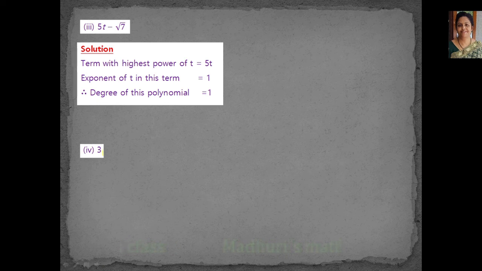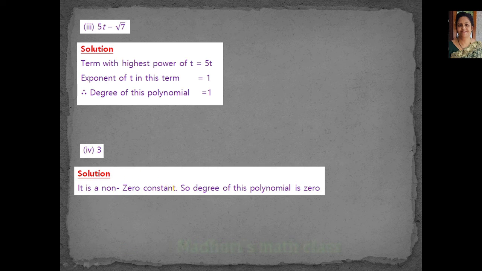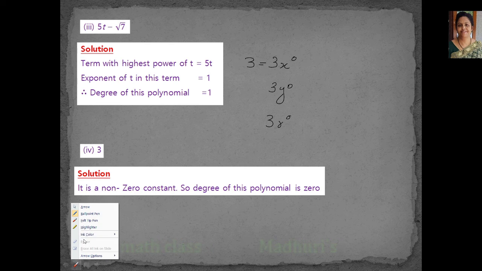Now 3. Here, the variable is not seen, but it is there. What is that? x raised to 0 or y raised to 0. Any variable raised to 0. So here it is a non-zero constant polynomial. So the degree of this polynomial is 0. So 3 can be written as 3x raised to 0 or 3y raised to 0 or 3r raised to 0. Any number raised to 0 is equal to 1. Here the power of that constant polynomial is 0. So it is a non-zero constant polynomial. The degree of this polynomial is 0.